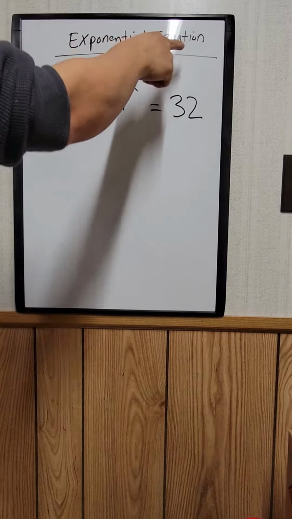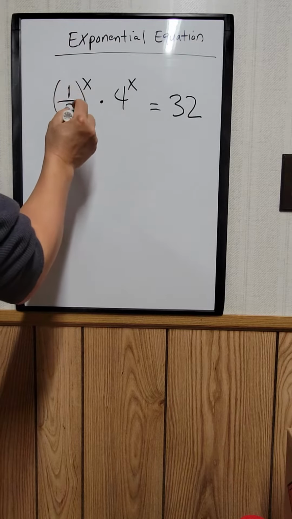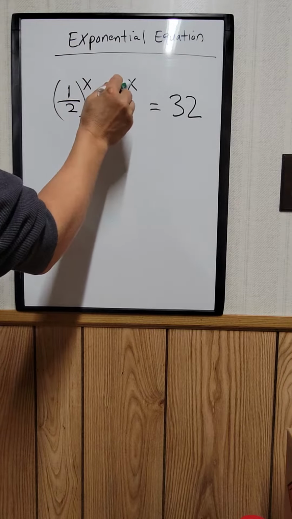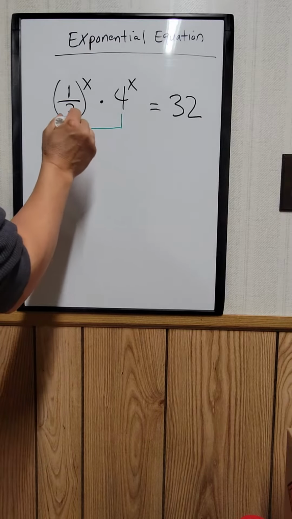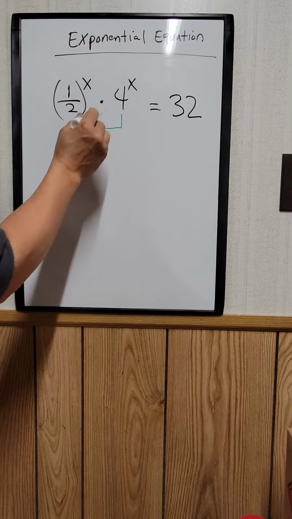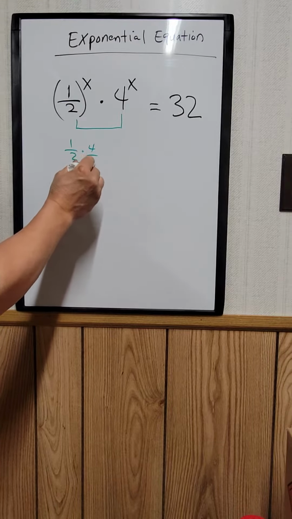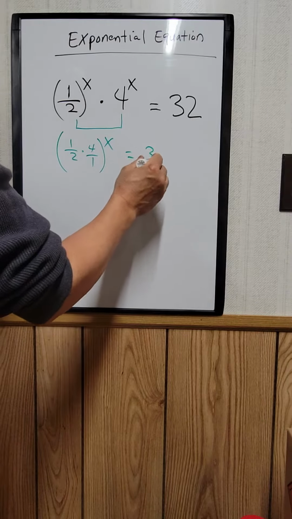Let's solve this exponential equation. So for the first part right here, since both of them have the same power, according to the law of the exponent, you can rewrite them as 1/2 times 4. You can just put 4 over 1, and the whole thing to the x power equal to 32.